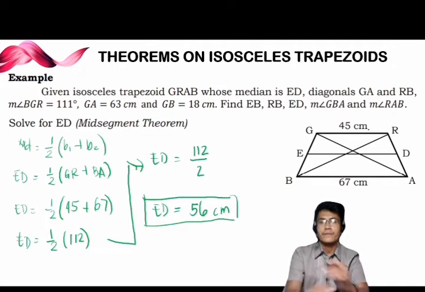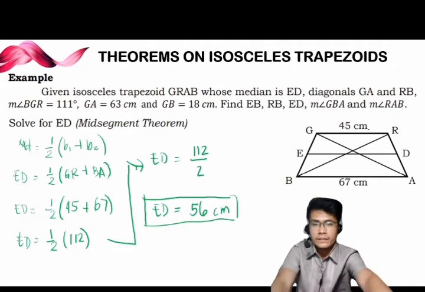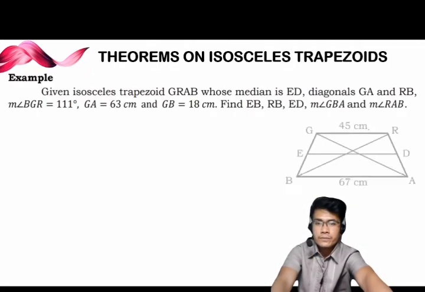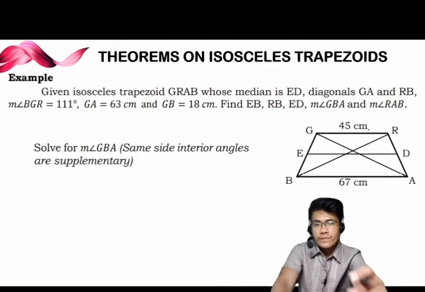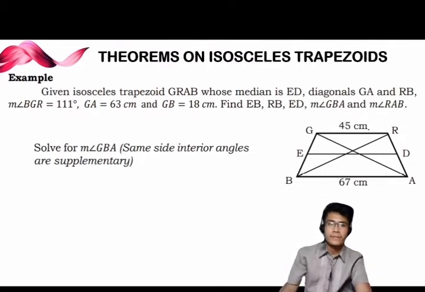Alright? Now, we're done with the median or segment ED. Let's proceed to the next. We have to find the measure of angle GBA. The measure of BGR is the given angle measure, which is 111 degrees. So we have to find the measure of angle GBA, which is here. That is what we need to find.